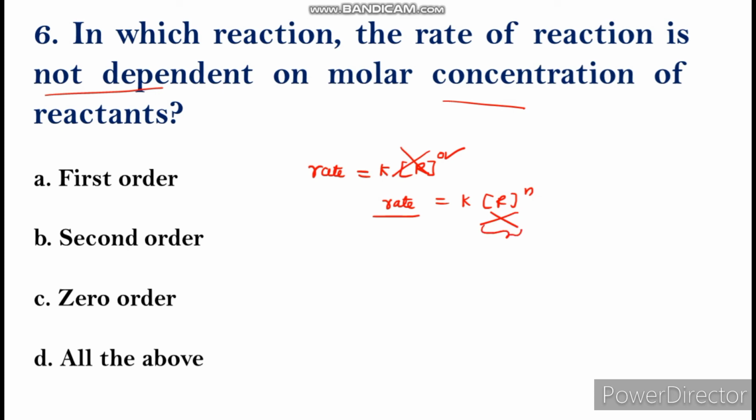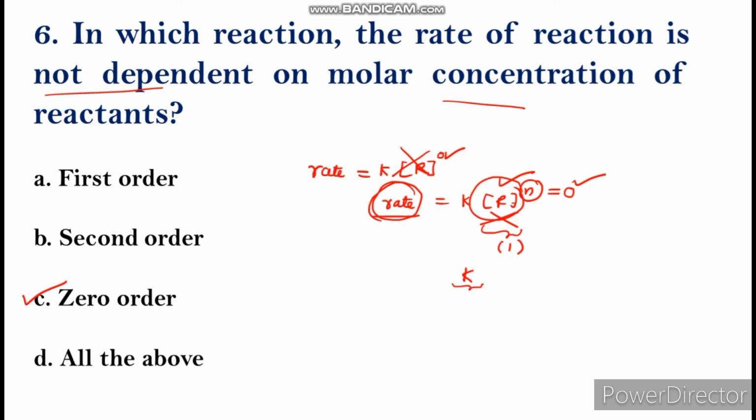If you don't want to have this term, if you substitute this n value as 0, anything raised to 0 will become what? 1. So K into 1 will become K. In that case, you have eliminated this value of R. So this means in the zero order reaction, the rate of the reaction is independent of molar concentration of reactants. Whatever the concentration of reactants you have, rate does not depend on the initial concentration. So which option? Option C, zero order reaction.